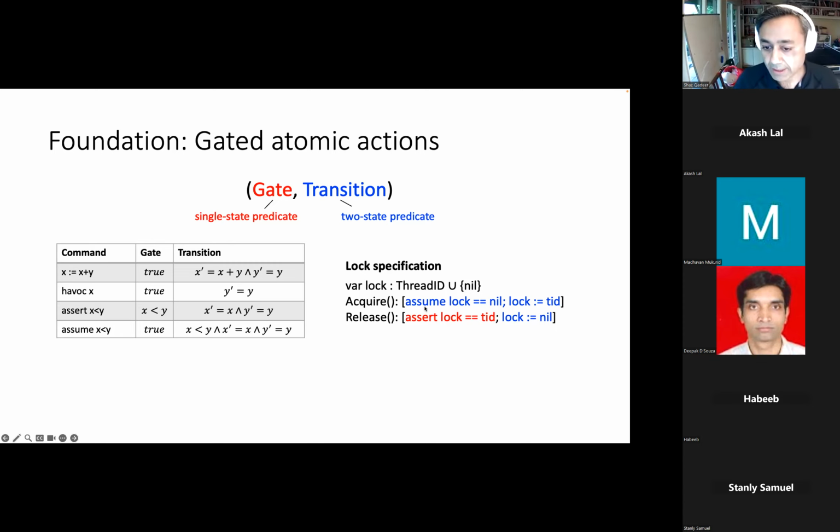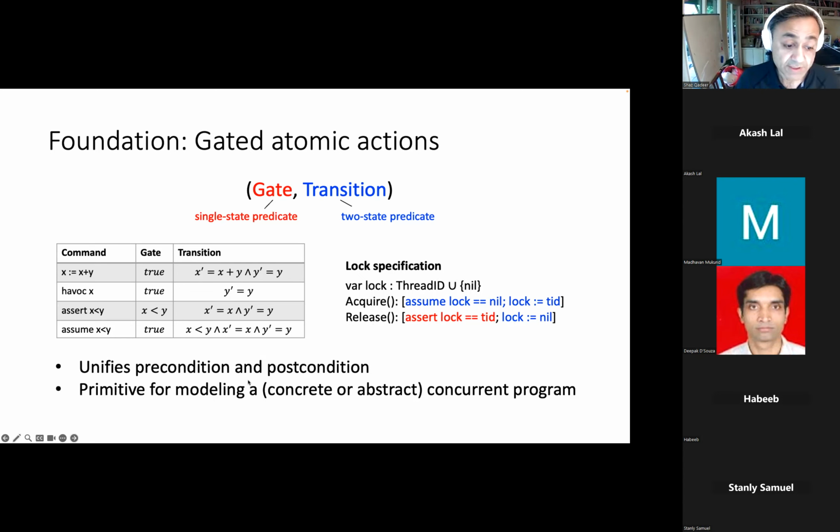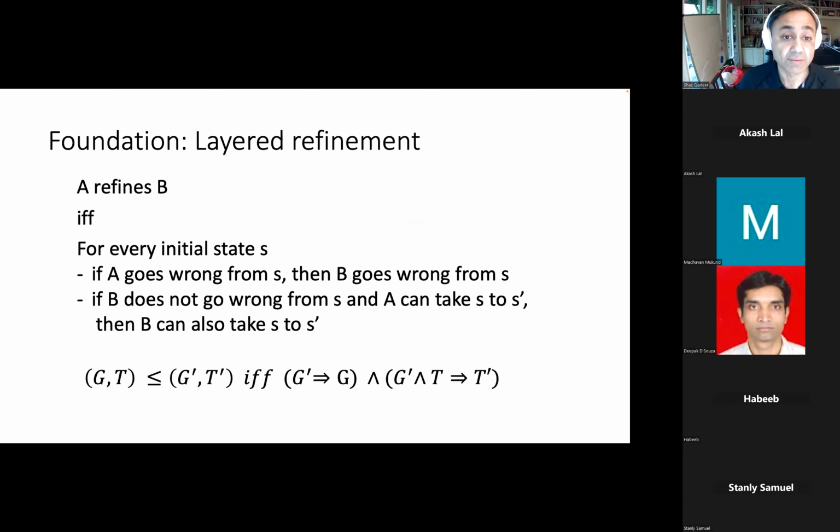Okay. You can also very conveniently represent abstractions. For example, the lock specification that I earlier alluded to, which captures inside the lock variable thread IDs and so on. So you can write the acquire spec and the release spec here. The interesting thing is that it unifies precondition and postcondition, and it's a primitive for modeling both concrete and abstract semantics of programs. An important thing is the definition of refinement for gated atomic actions.